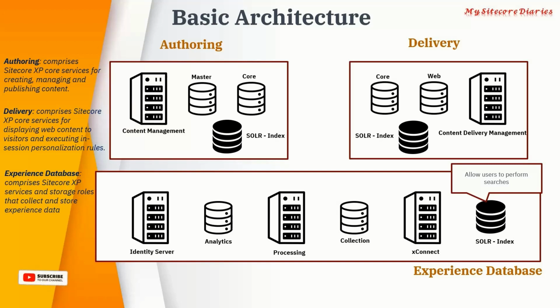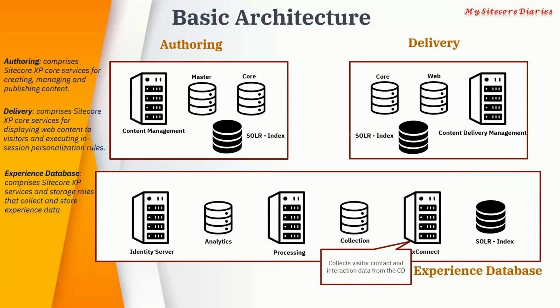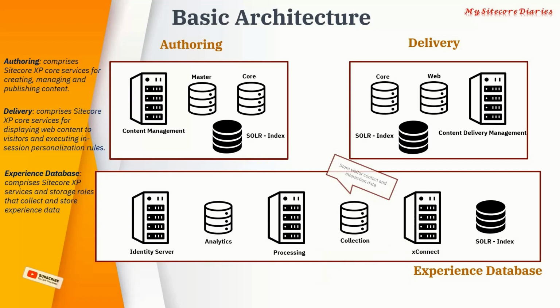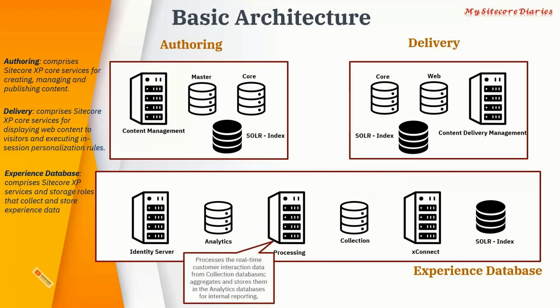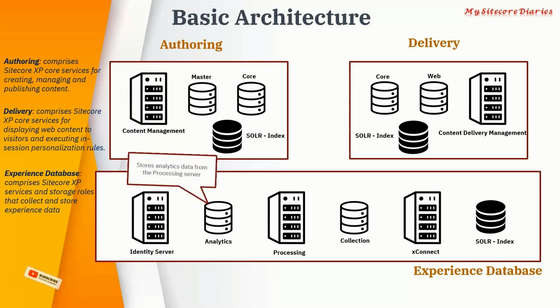And then you have a collection database. XConnect is basically collecting the visitor data, that is interaction data. So whoever is a visitor, that analytics data is collected by XConnect and stored in the collection database. So in the collection database we store the contact and interaction data. And then we have a processing server which processes the data collected in the collection database. It aggregates that data and puts it in a format from which you can generate a report, and that processed data is stored in the analytics database. So we have an analytics database where processed data is stored, which is used to show these analytics reports.